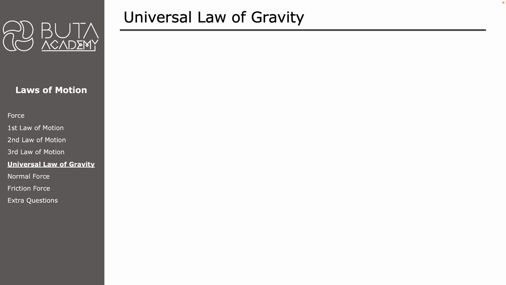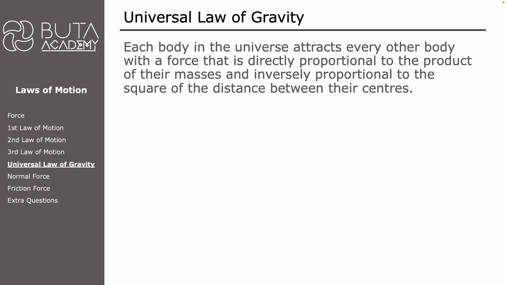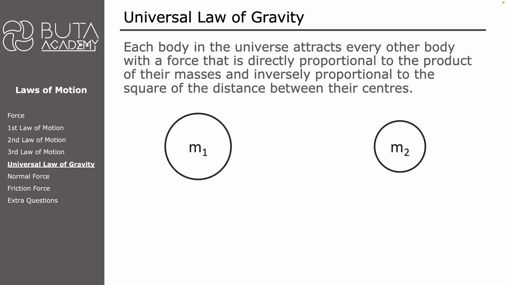According to the universal law of gravity, each body in the universe attracts every other body with a force that is directly proportional to the product of their masses and inversely proportional to the square of the distance between their centers. Let's assume two objects of masses m1 and m2 respectively.